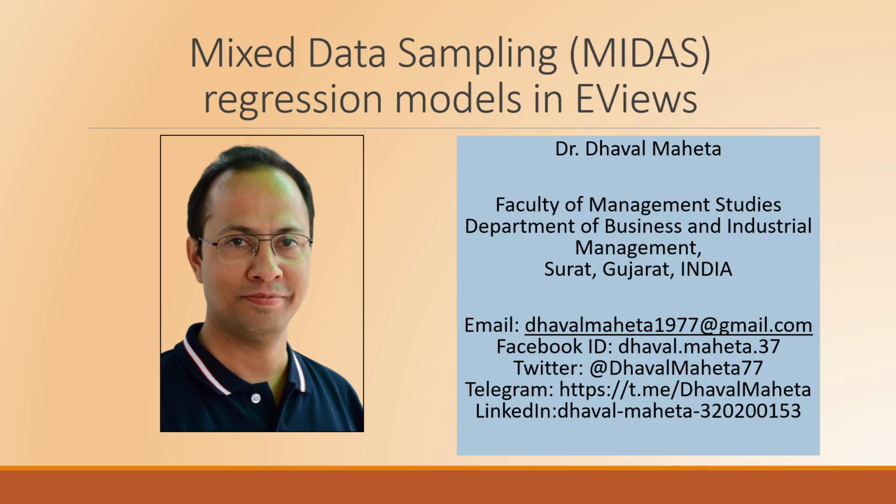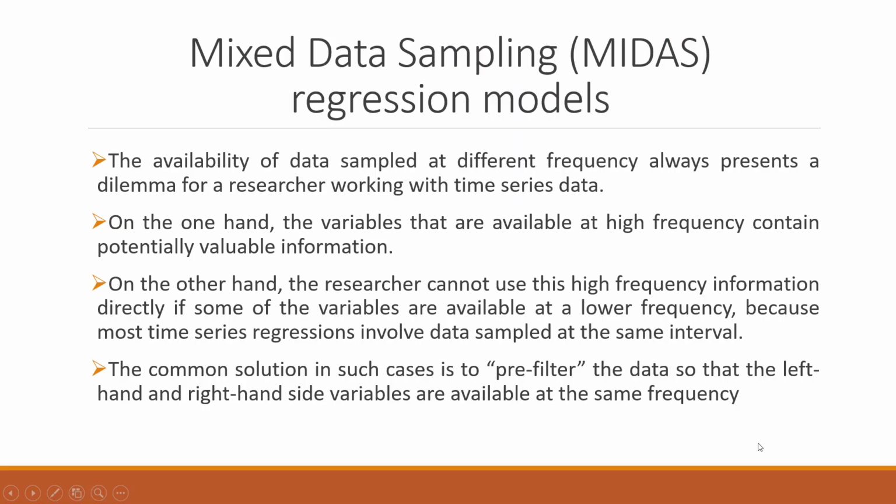This is Dr. Dhaval Maheta, and today we are going to discuss the mixed data sampling regression model in EViews, also known as MIDAS. The availability of data sampled at different frequencies always presents a dilemma for a researcher working with time series data. On the one hand, the variables that are available at high frequency contain potentially valuable information. On the other hand, the researcher cannot use this high frequency information directly if some of the variables are available at low frequency, because most time series regressions involve data sampled at the same interval.